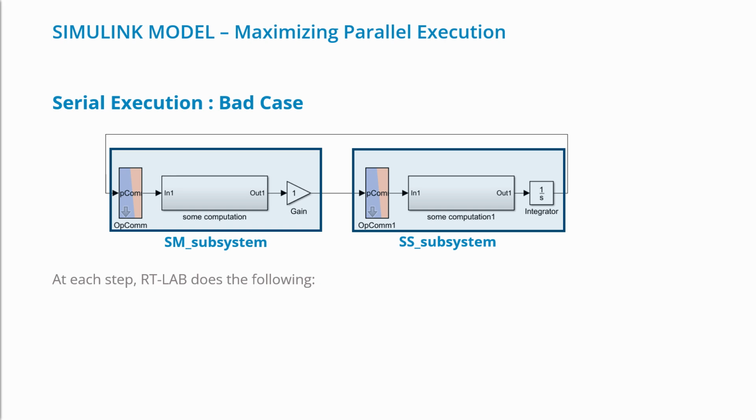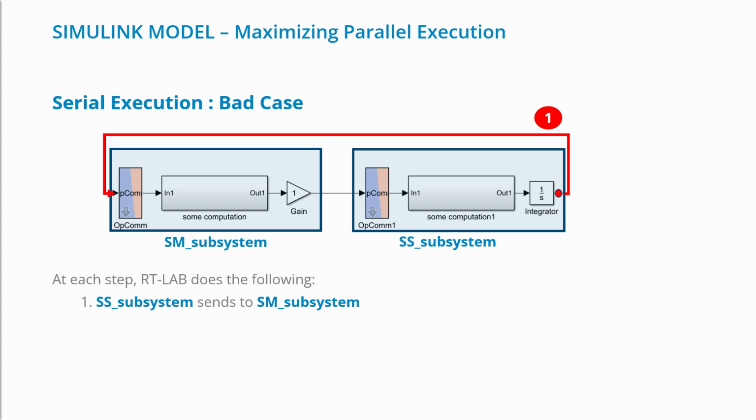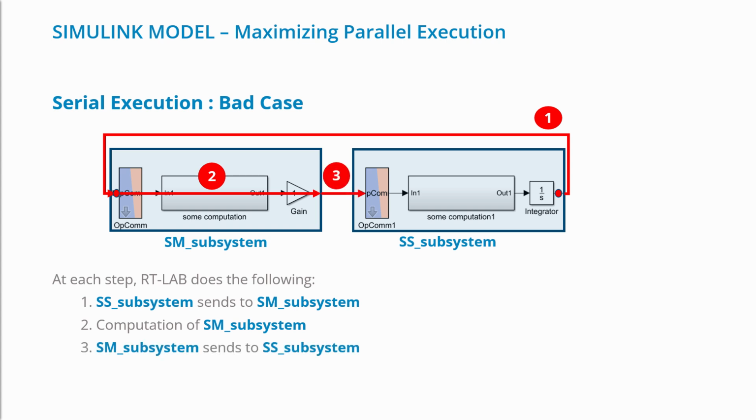Here, to improve our previous example, we have added an integrator block to introduce a state. This is unfortunately not enough, as we now have serial execution occurring. What happens here is that the SS subsystem will send a value to the SM subsystem. The SM subsystem will perform its computation, and only afterwards will it send its results to the SS subsystem. The computation of the SS subsystem will occur subsequently.